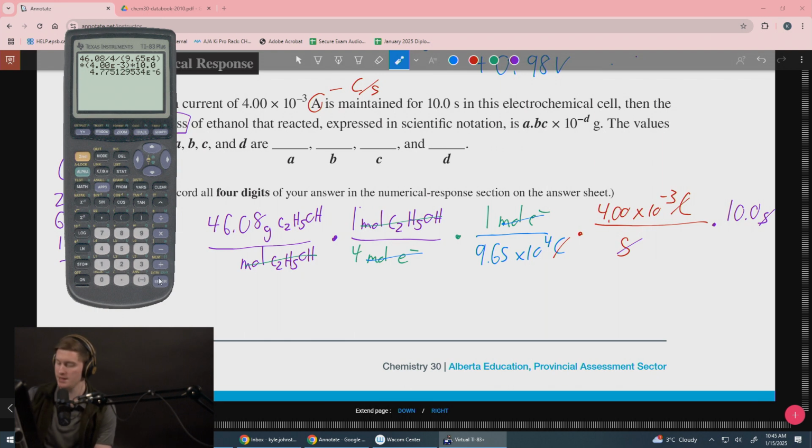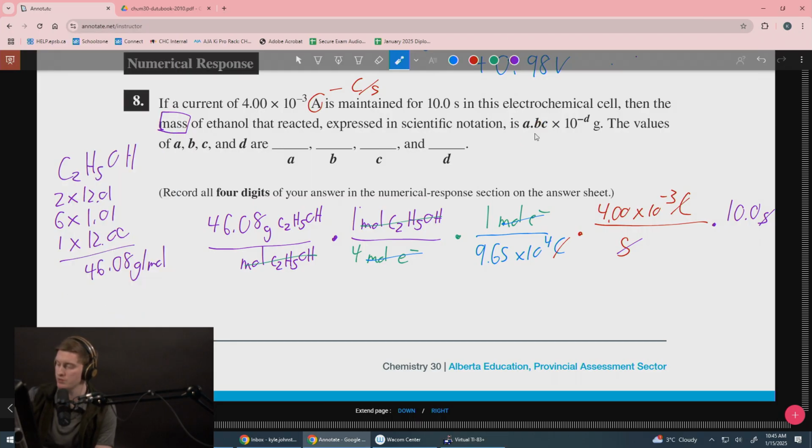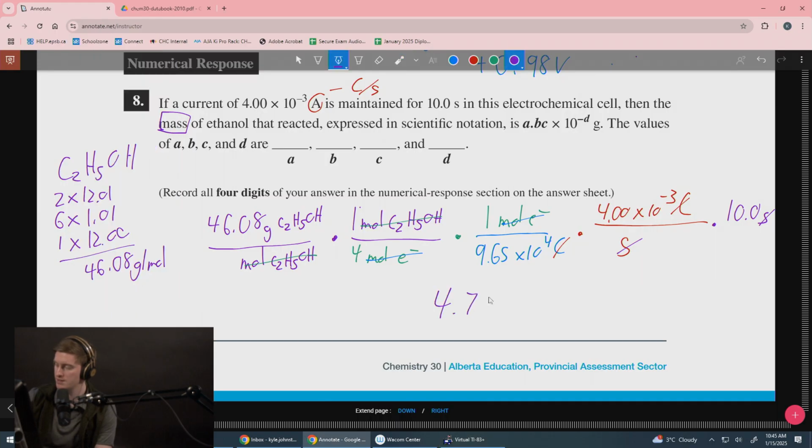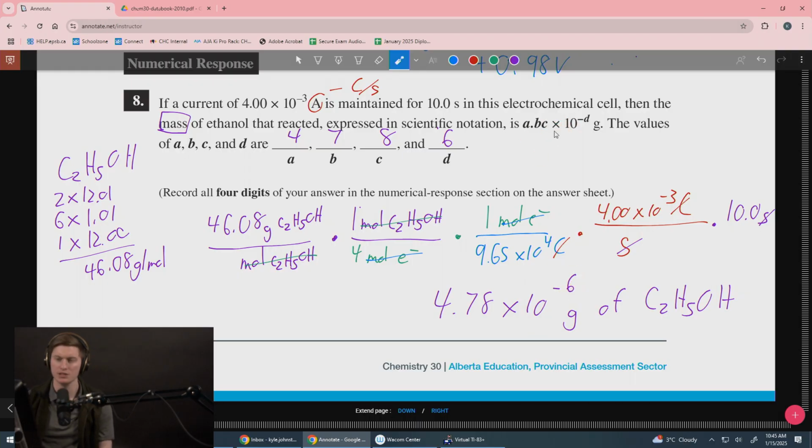What I'm going to be left with is this number here, which rounded to 3 significant digits, because that's what they're asking me to do here, is going to be 4.78 times 10 to the negative 6 grams of ethanol, which on the numerical response sheet would be entered in as 4786, because this is A, B, C, D, according to the way that this is written. I'm going to stop the video there.